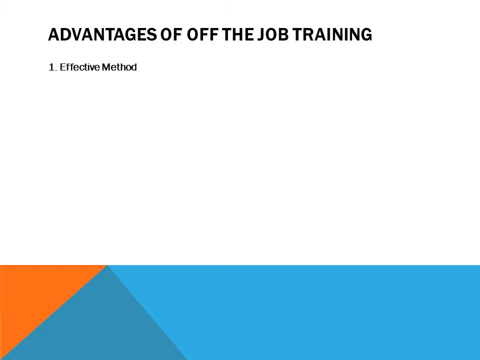The first advantage is that it is an effective method. How is it an effective method? We say that off-the-job training is an effective method because here the trainers are specialists. Taking an example of classroom training, we will call experts from outside the organization.